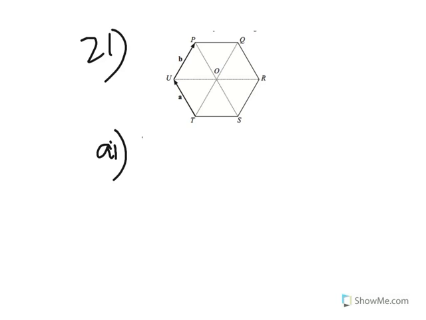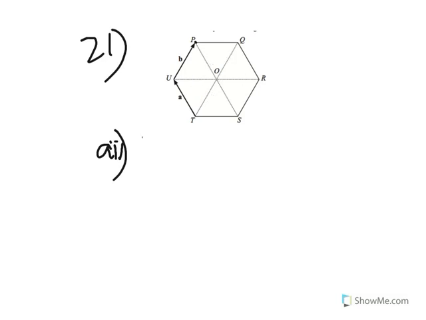Alright, so now 21A2, they're asking you to find, in terms of A or B, the vector PO, so from P to O. Now first of all, vectors have to have the same direction and magnitude. They'll have the same magnitude if they have the same length. Since this is an equilateral triangle, there are 6 equilateral triangles, which means every single side here is equal. So they'll have the same magnitude.